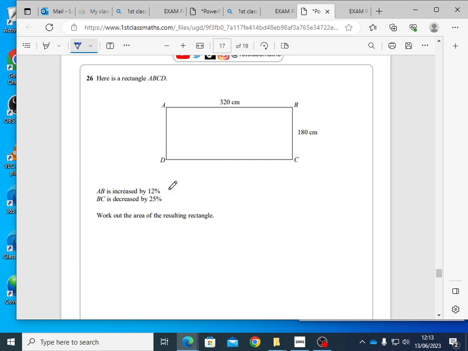If that's been decreased, I'm always going to start with 100%. That's increased, so that means add 12%. So this value will be increased by 112%. And this one is decreased, so always start with 100%. Decrease means take away 25%, so this value has gone down to 75%. So all you need to do is times that by 112% on your calculator. Use your percentage sign on your calculator. And for B to C, you're going to times that by 75%.